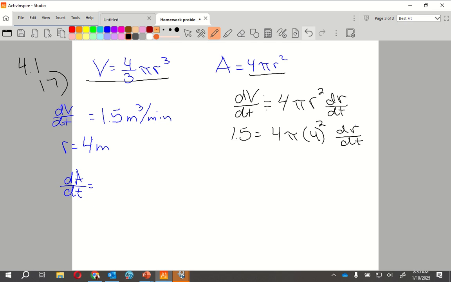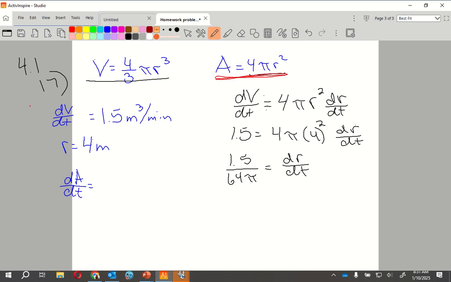And what's that going to be? 16 times 4 is 64, so 64 pi, right? Okay. So I'm just going to leave it like this: 1.5 divided by 64 pi is equal to my dr/dt. I'm going to leave it as an exact answer there because that's not the one I need. So let's go back up to the area problem up here.